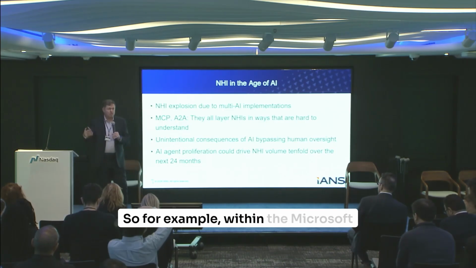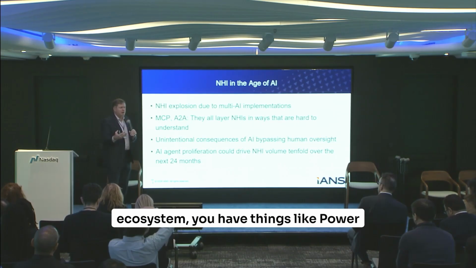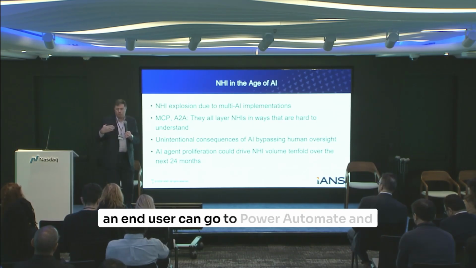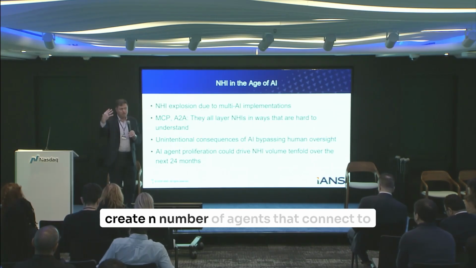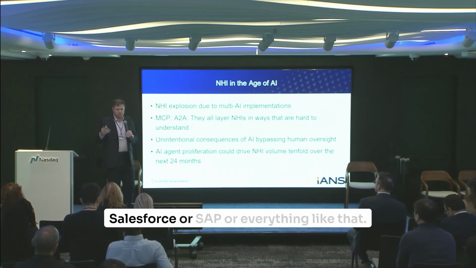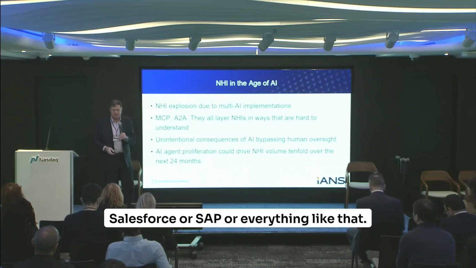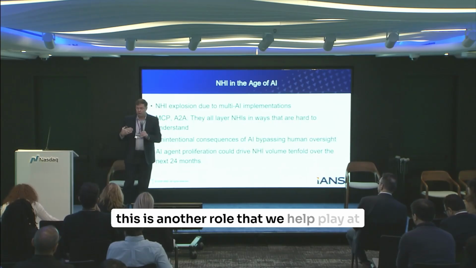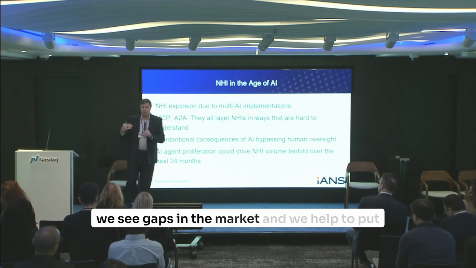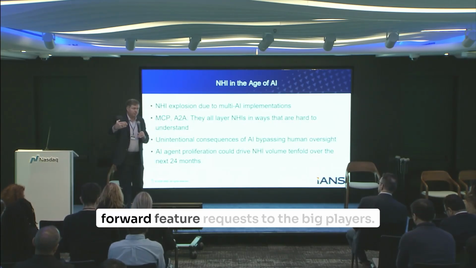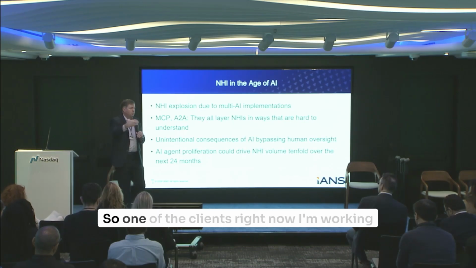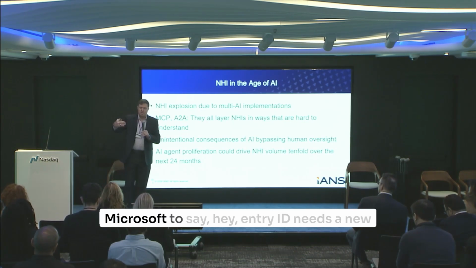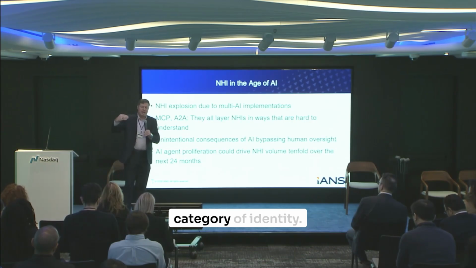So for example, within the Microsoft ecosystem, you have things like Power Automate, where an end user can go and create N number of agents that connect to Salesforce or SAP or everything like that. And so the challenge that we're seeing, and this is another role that we help play at ION, we see gaps in the market and we help to put forward feature requests to the big players. So one ION client I'm working with right now, we've got a feature request into Microsoft to say, hey, Entra ID needs a new category of identity.